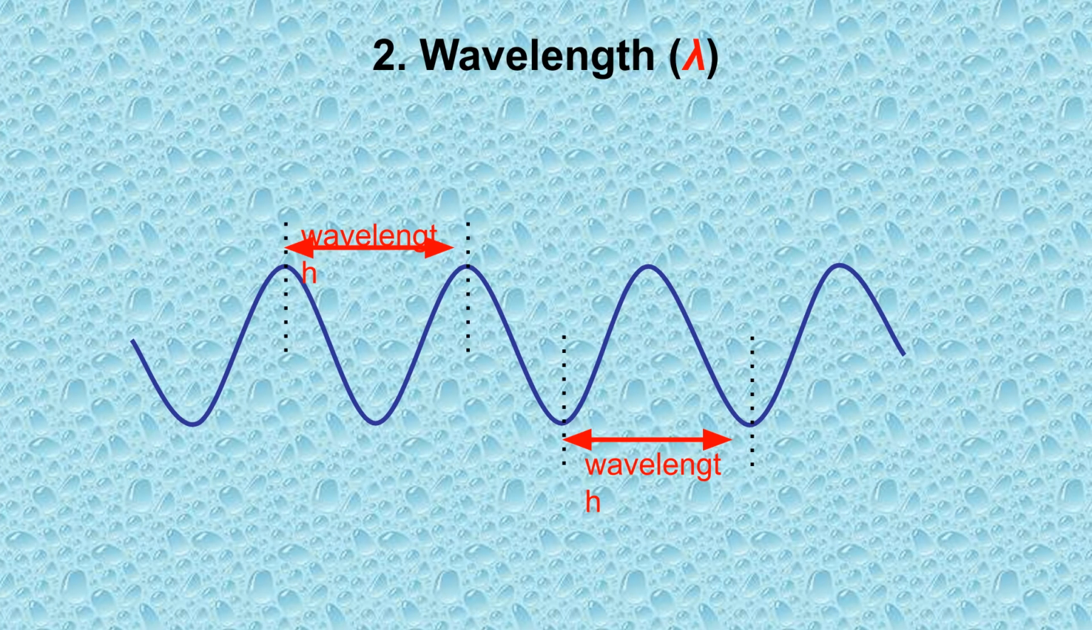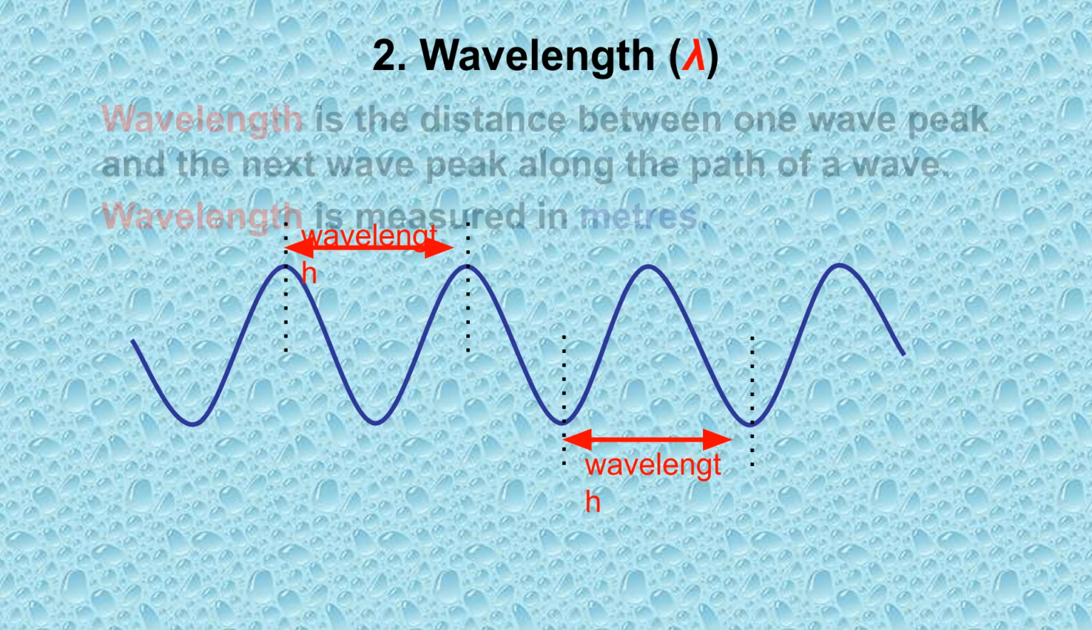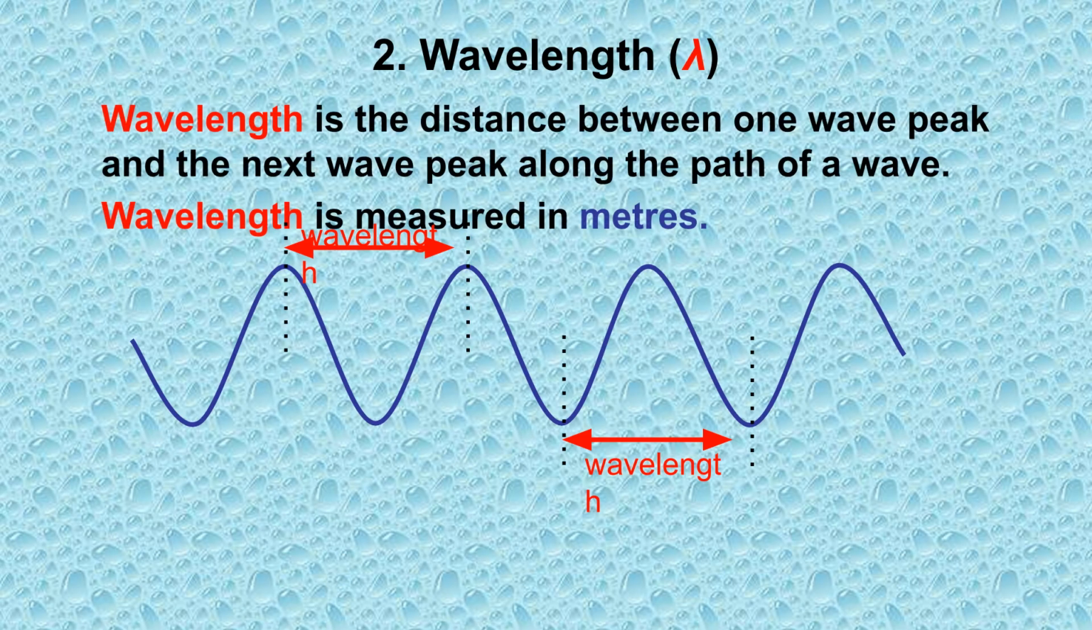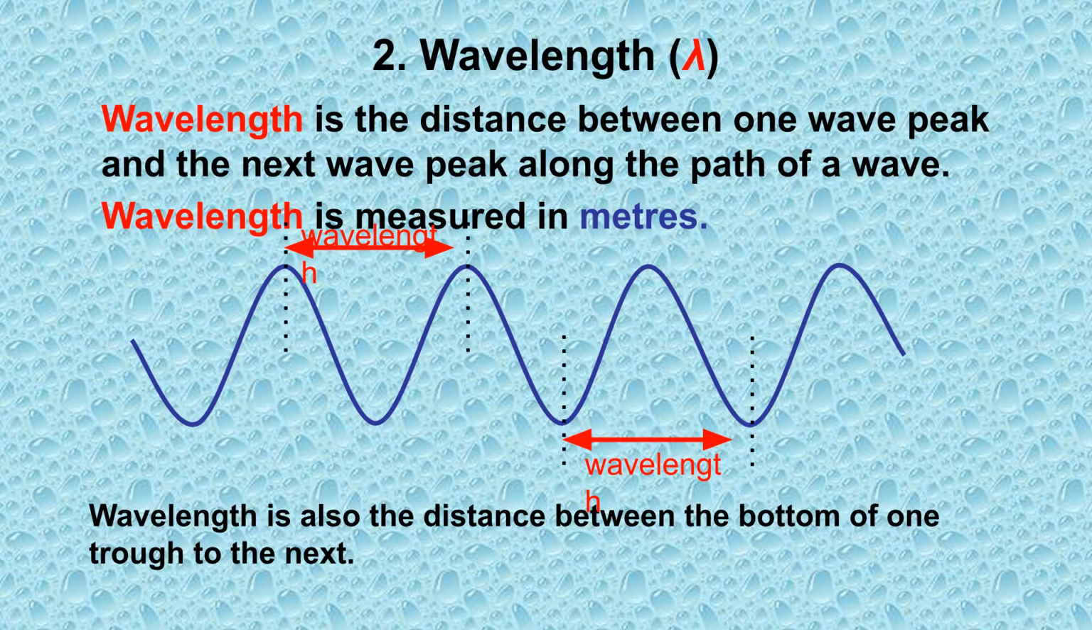Next is wavelength, represented by the Greek letter lambda. Wavelength is the distance between one wave peak and the next wave peak along the path of a wave, and is measured in meters. It is also the distance between the bottom of one trough to the next.